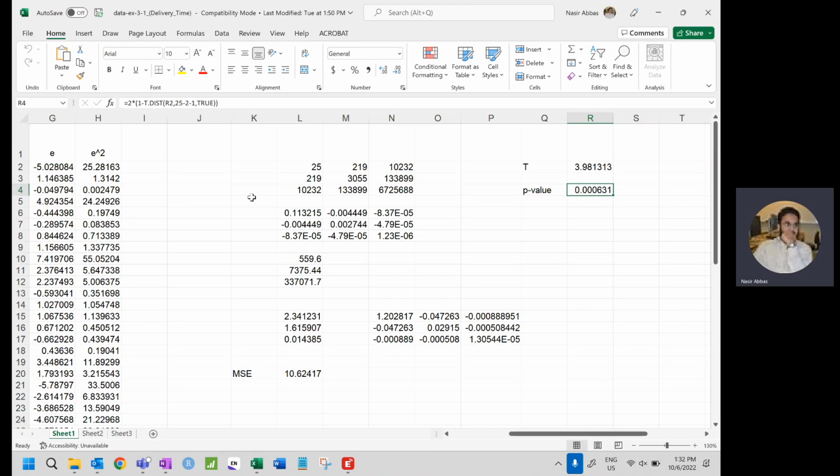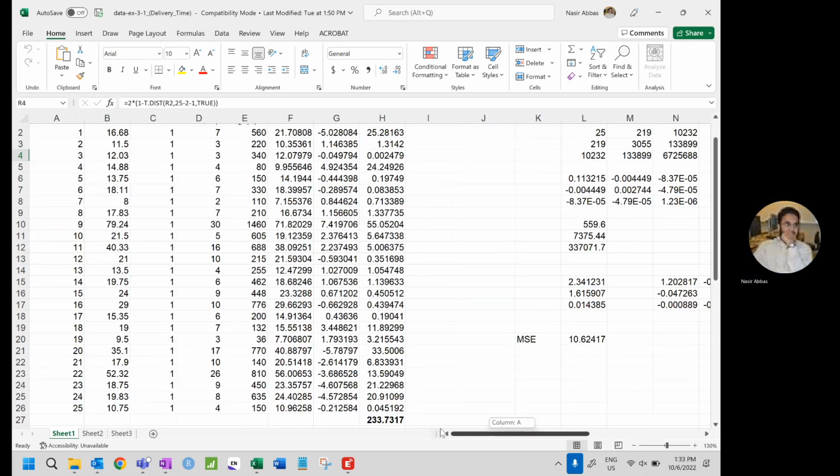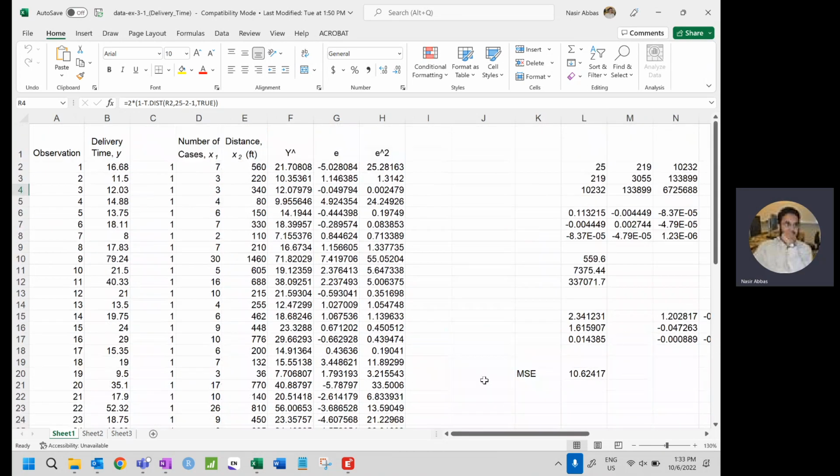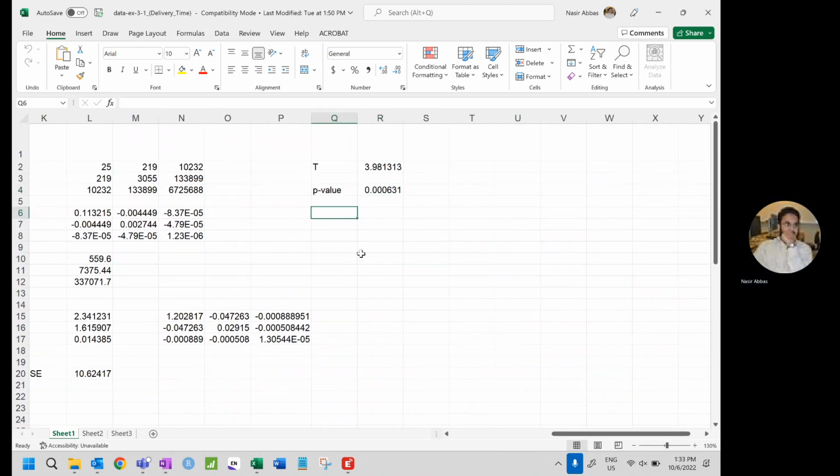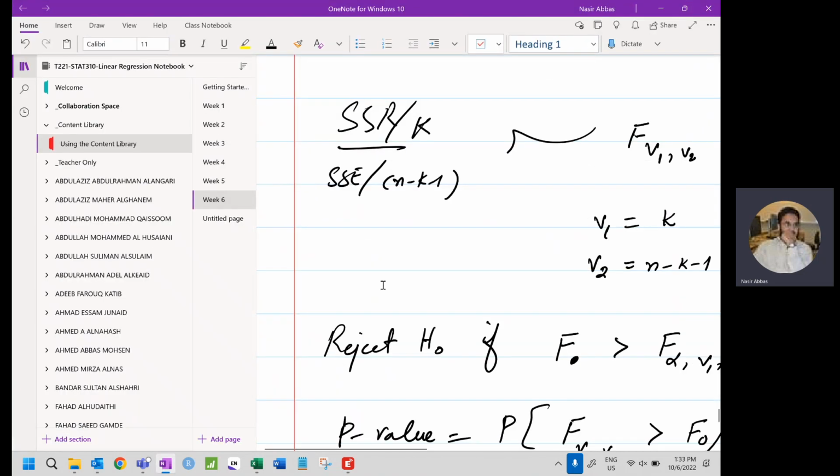Now focus carefully on the application part. Now everything for me is ready here. All of the things are almost ready. So let's say I use this space. What I need for the F statistic is, look here, the formula at the left: I need SSR, I need K, I need SSE, I need n minus k minus 1.